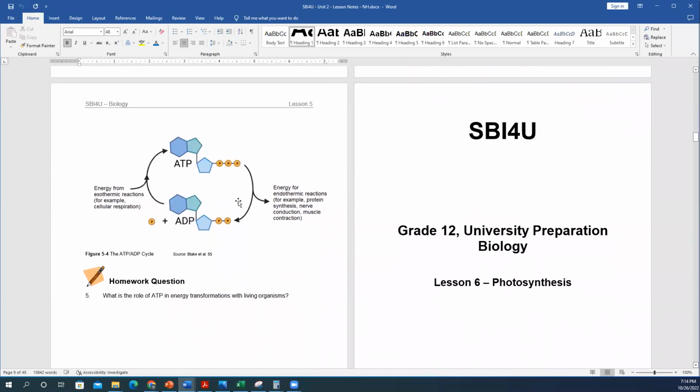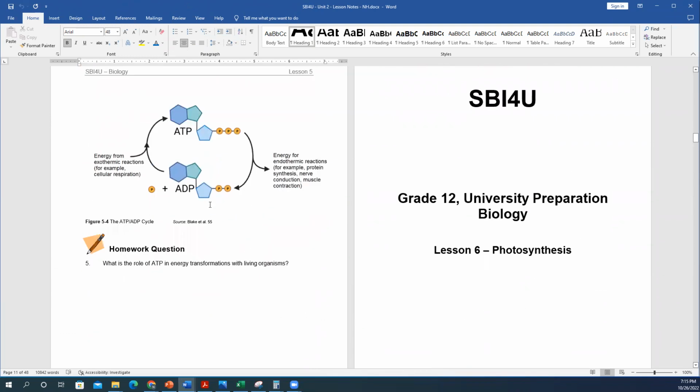And ATP and ADP go through this cycle where you get the input of energy from exothermic reactions, from cellular respiration, for example, and you make more ATP, but then you use this energy by removing energy for other endothermic reactions. For example, you will use this energy for protein synthesis, for nerve conduction or muscle contractions. And by doing so, you will make your ADP again and the inorganic phosphate, which will then require an input of energy to make ATP, and the cycle goes around and around.